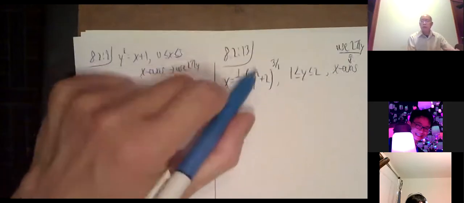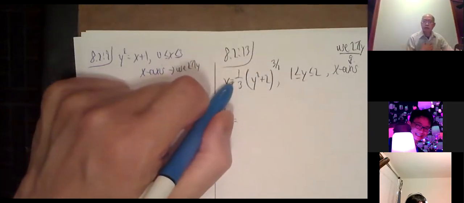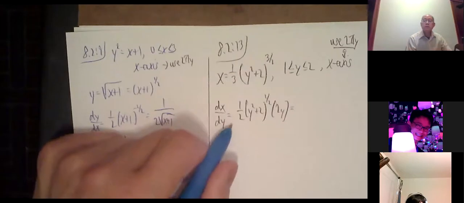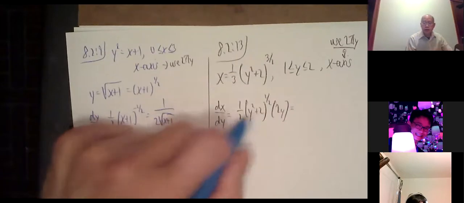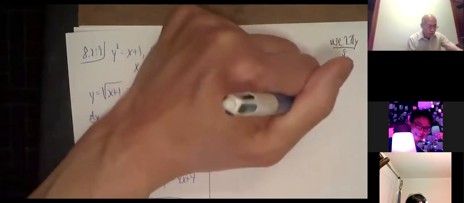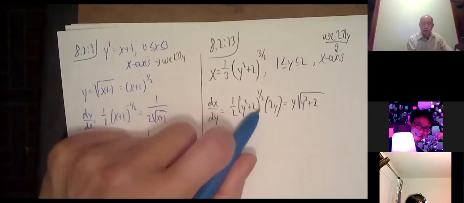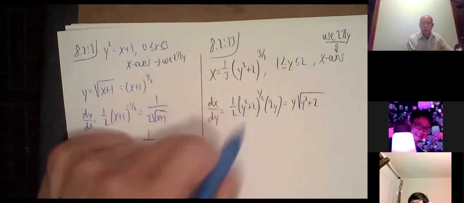Okay, so dx/dy. Let's see, 3/2 times 1/3 is 1/2. (y squared plus 2) to the positive 1/2. Then by the chain rule, times the derivative of the inside, which is 2y. Let's see, 1/2 cancels 2. So I have y radical (y squared plus 2). Is that right? Yes.